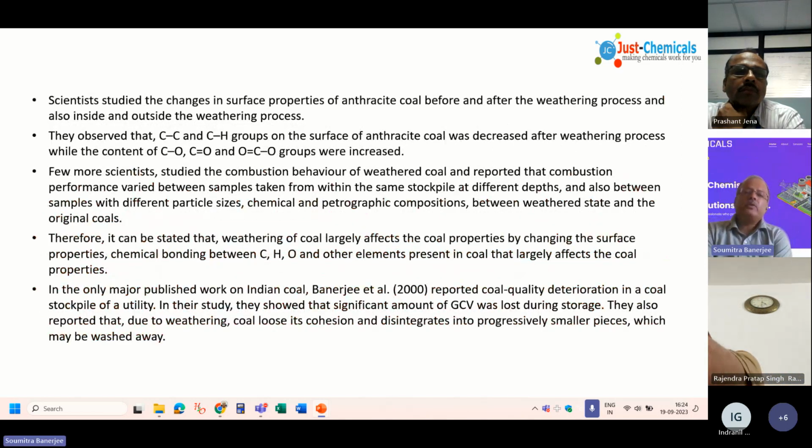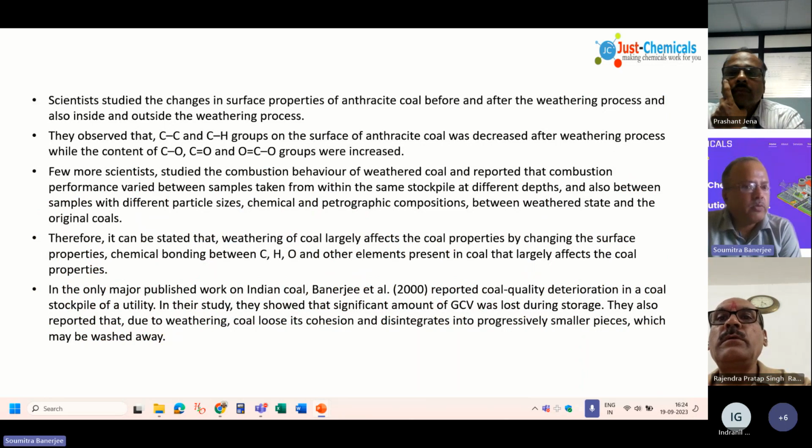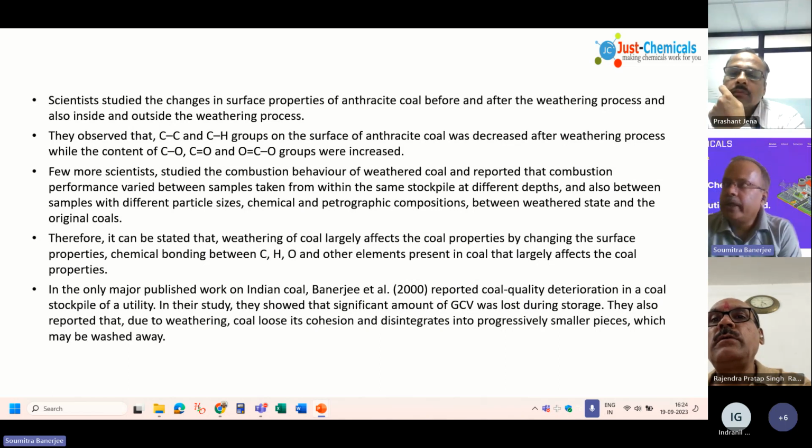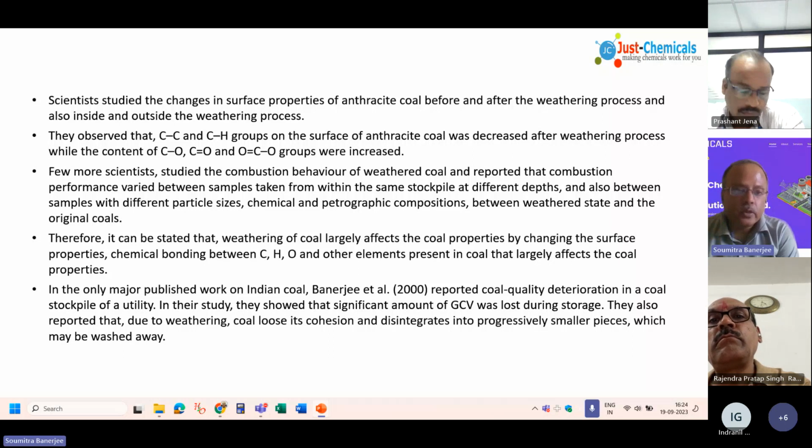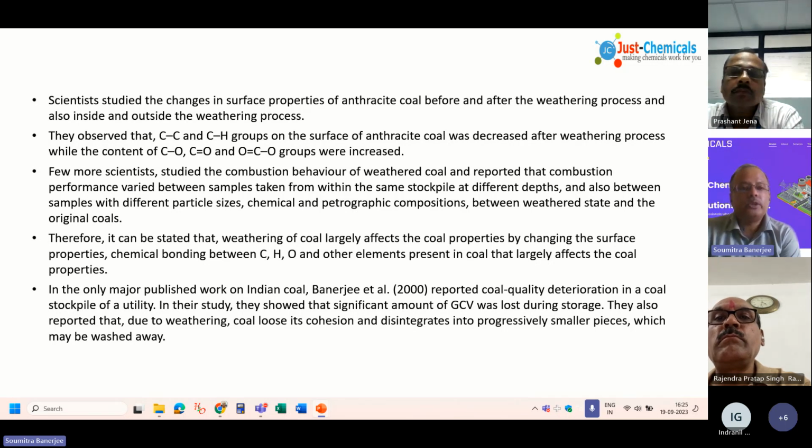Scientists have studied the surface properties of anthracite coal before and after the weathering process. They observed that carbon hydrogen groups on the surface of anthracite coal decreased after the weathering process, while the carbon oxygen or carbon double bond oxygen and CO2 groups were increased. So weathering of coal means oxidation of coal has happened.